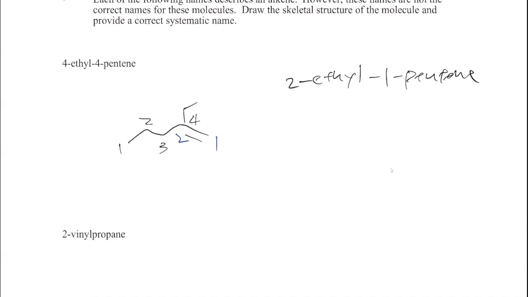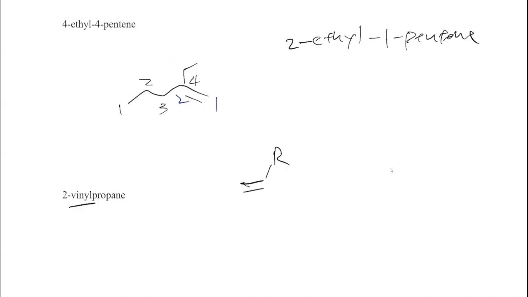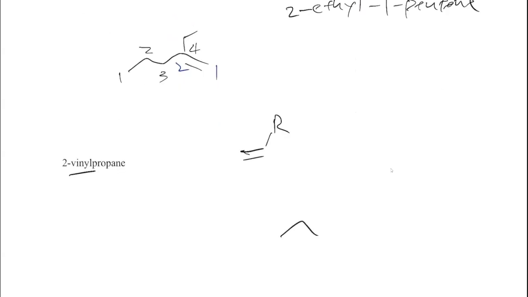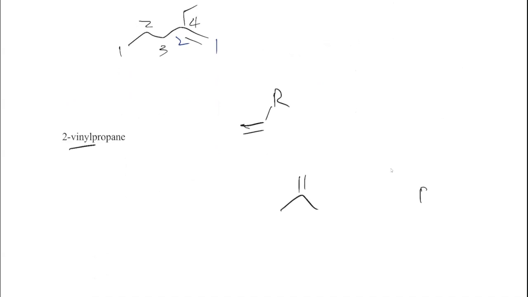In the next example, the vinyl is the functional group that's directly connected to the double bond. So what they mean here is probably a propane with a double bond like this. But I don't think we use vinyl in this situation. What we do is count the longest chain, which is propane, and change the suffix from ANE to ENE because it's a double bond, and there's a second one here.